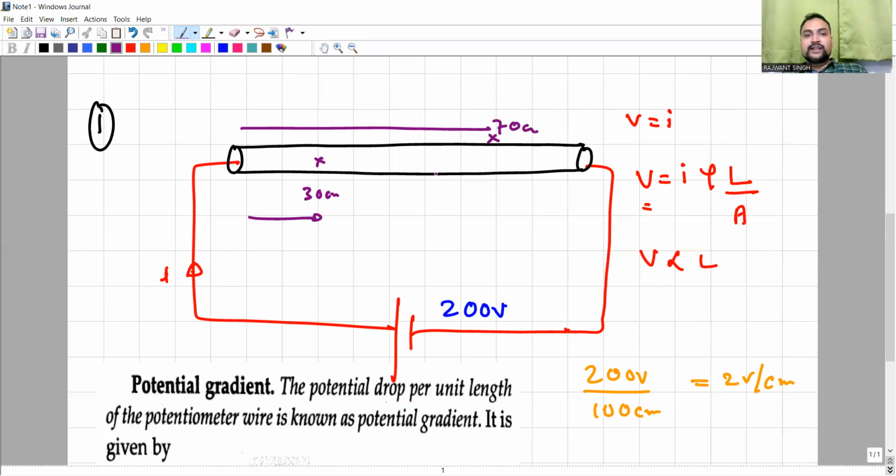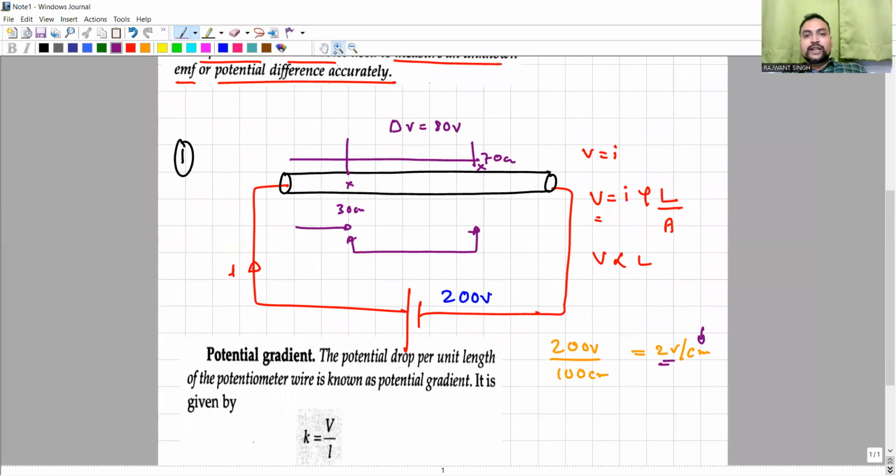Okay, another point at 70 centimeters. So I want to know what is the potential difference between these 2 points. The difference in length is 40 centimeters, and I know 2 volt potential drop is happening for every centimeter. That means 80 volt of potential drop. So this point and this point will have a potential difference of 80 volt. Very simple.